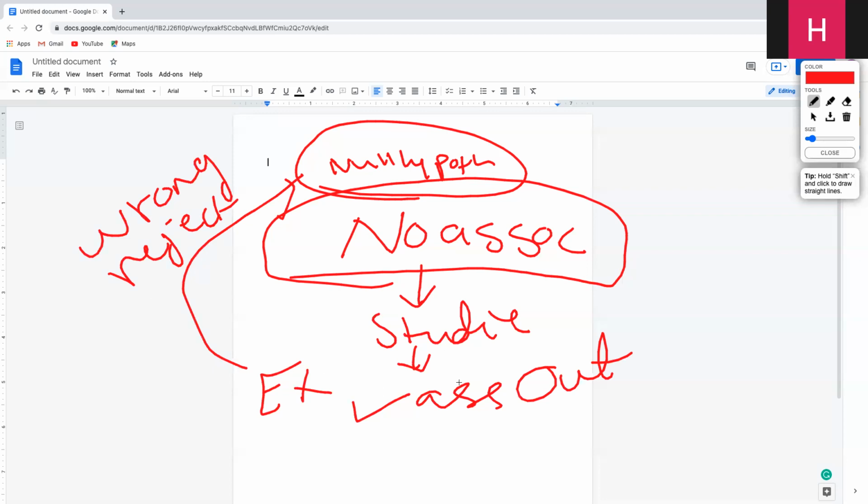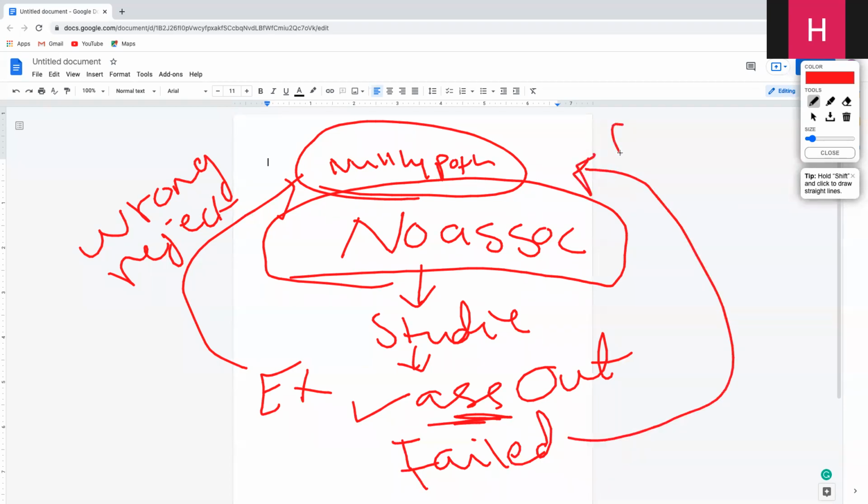So if you succeeded in proving this association, it means you succeeded in rejecting the null hypothesis. If you failed to prove this association, it means you failed to reject the null hypothesis. You failed to reject it because it was true. So the null hypothesis is true, which means there's no association.